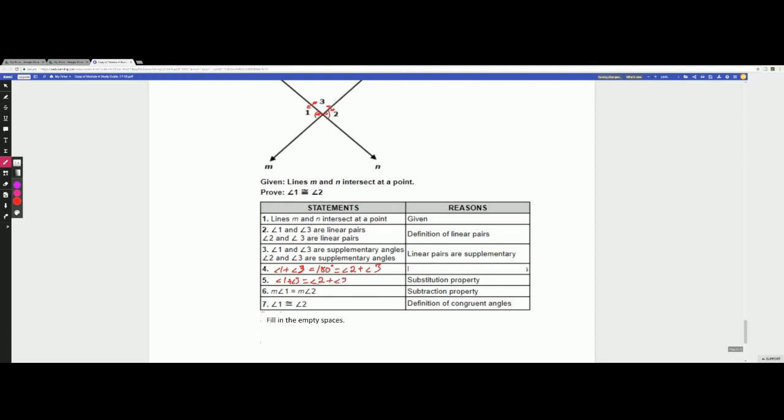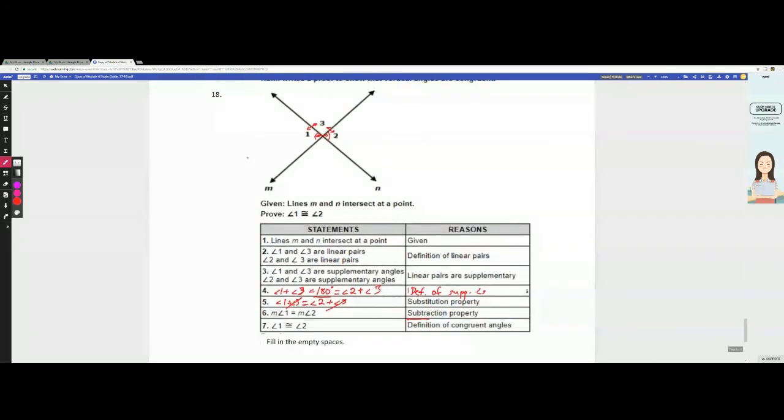We can actually just subtract out the 3's and we get down to line 6. Now, this is the definition of supplementary angles. And that's how we were able to get the 180, and that's how we were able to get those two angles equaling one another. And then we were able to use the subtraction property, right, to get rid of that angle 3 on both sides. Okay, guys, so that was it.